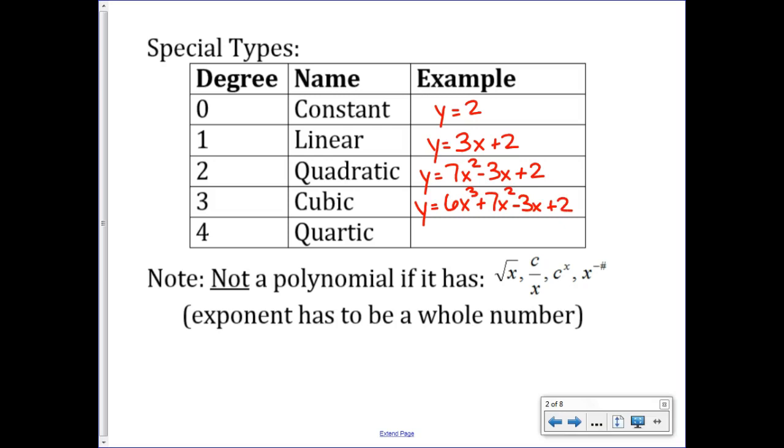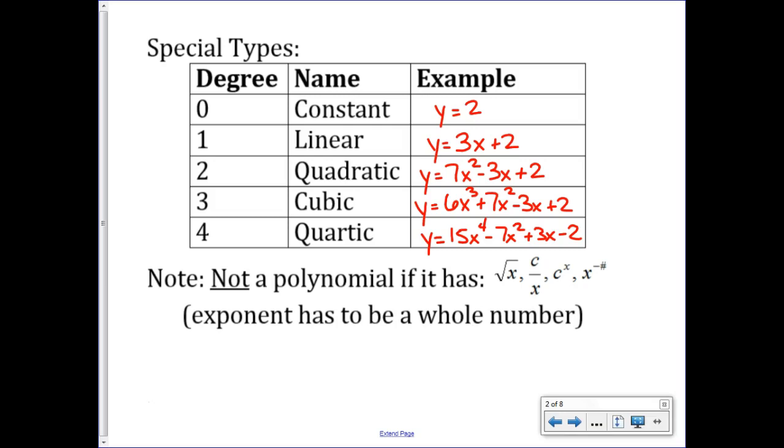Quartic, so a degree of 4. Could be something like y equals 15x to the fourth minus 7x squared plus 3x minus 2. I want you to notice I skipped over the cubic there. You don't have to have all of those degrees. So I skipped over the 6x cubed in that case. As long as the highest degree is that number, that is what kind of polynomial it is. You don't have to have all of them listed out.